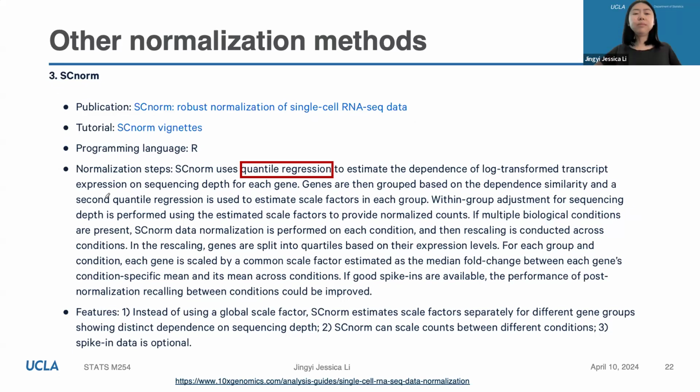Okay, SCnorm is a method I want to maybe spend a little more time on because I think it's interesting technically. So here the idea is that SCnorm will try to use quantile regression to estimate the dependency between the log transform count and the sequencing depth. So still regression idea, like in SCTransform. But I think the key thing is that it tries to fit the model for each gene group. We will divide genes into groups, fit one model for each gene group instead of for all genes. I think that's the key thing.